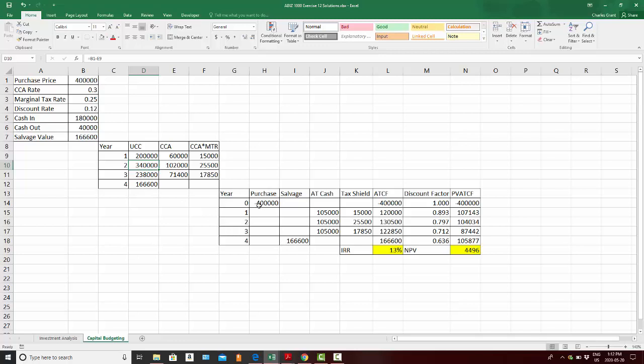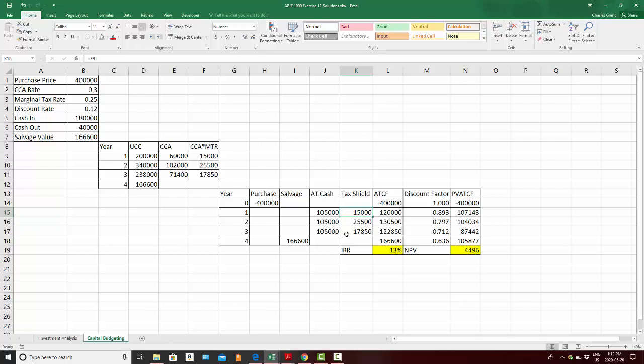So in year 0, we put out $400,000. In year 4, we get back the salvage of $166,600. In each of the 3 years, 1, 2, and 3, we get $180,000 minus $40,000 times 1 minus the marginal tax rate. That's what we have in our pocket. So we have 180 minus 40 is 140 times 1 minus 0.25 or 0.75, which is 105,000, is our after-tax cash flow for 3 consecutive years. And then our tax shield is just coming down from here.